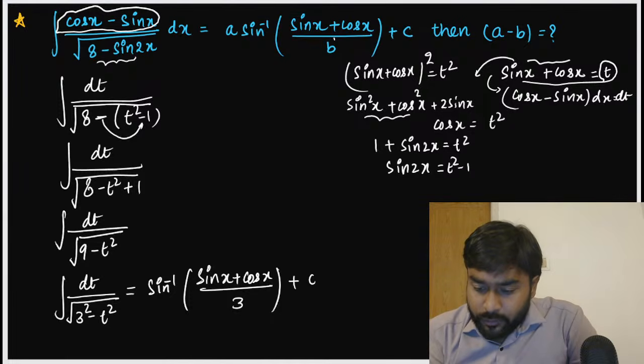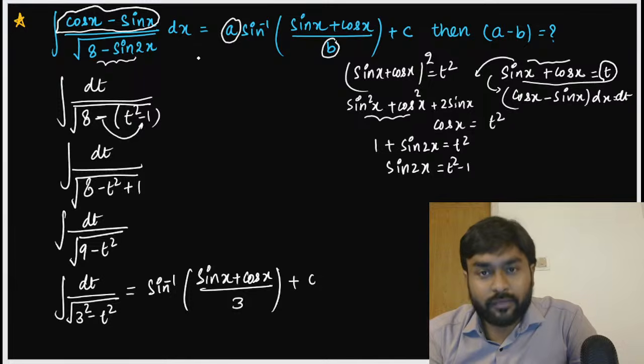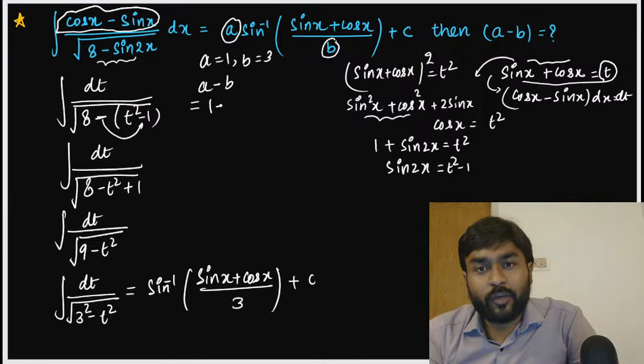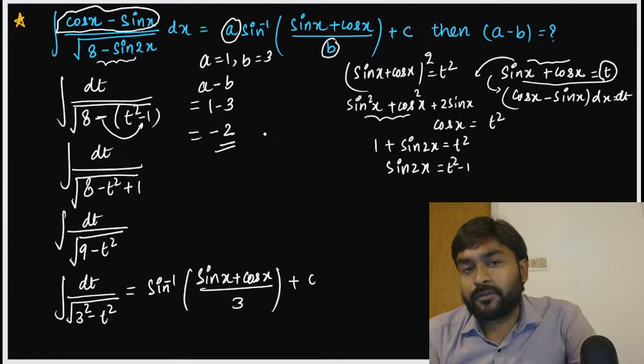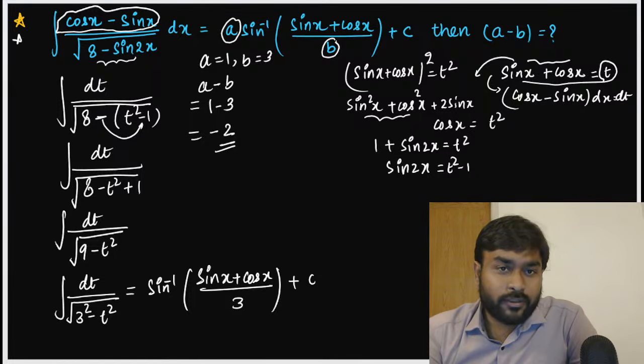Okay, so B value is what? 3 and A value is what? 1. If you will compare these two, so A value is 1 and B value is 3. So finally they are saying A minus B means they are saying 1 minus 3. 1 minus 3 will be minus 2. So this will be answer for this one. Again, this also good question. This again you can try once by yourself.